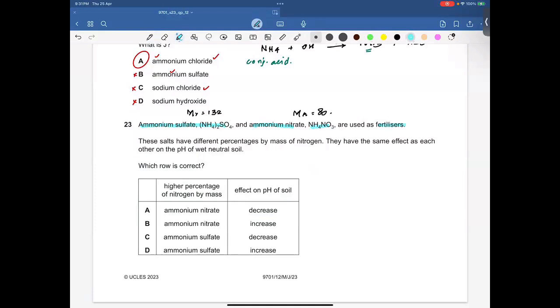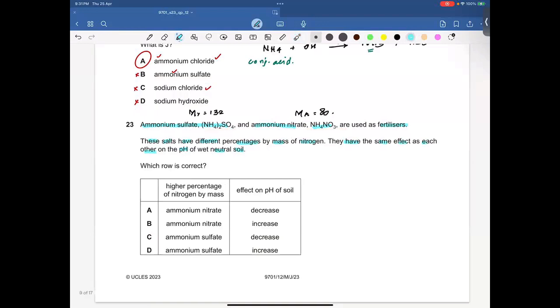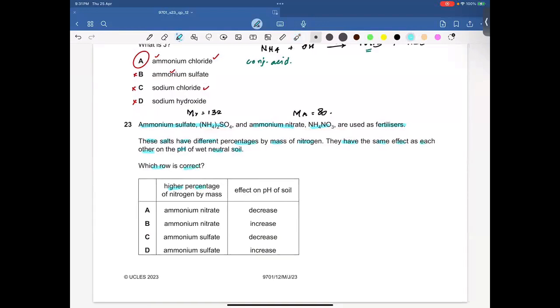These are used as fertilizers, also called nitrogen containing fertilizers. These salts have different percentages by mass of nitrogen. They have the same effect as each other on the pH of neutral soil. Which row is correct? Higher percentage of nitrogen by mass, which means we need to find out the percentage by mass of nitrogen in both the fertilizers. That's what you have done in O-level acid base salt.